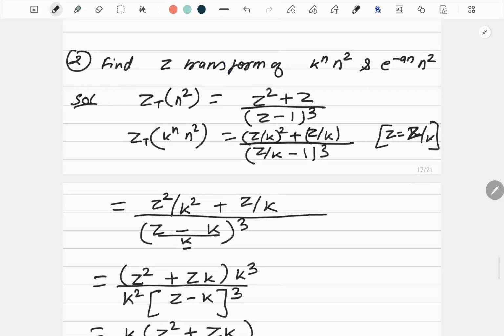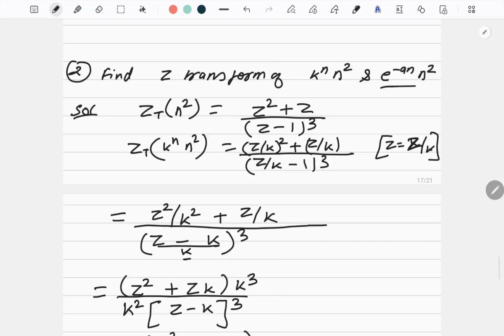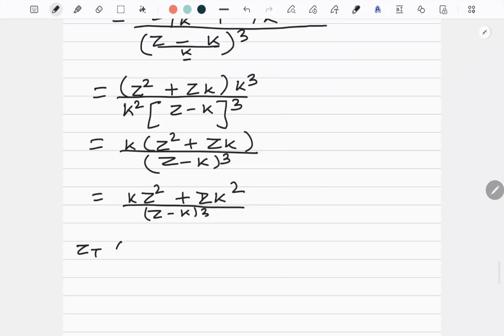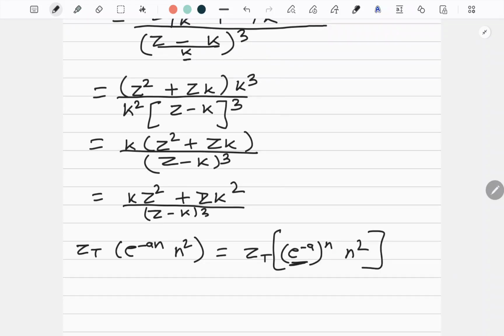Now in the second part of the question, what I am asking you is this. Again, what I can do here is write that z transform of e to the power minus a to the power n square. Means in place of k, you should write e to the power minus a. So what will be the answer? In place of k I am writing e to the power minus a.